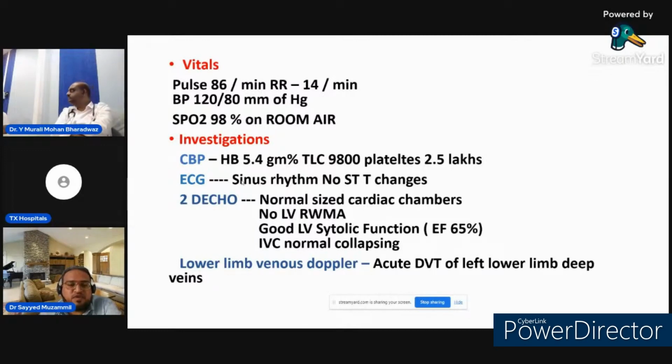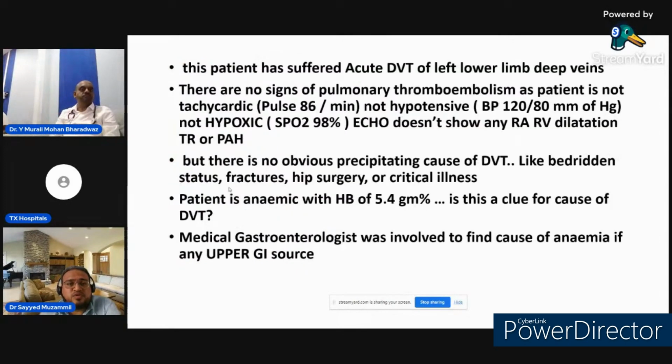And we did a lower limb venous Doppler, and we found that there was acute deep venous thrombosis of the left lower limb veins. So this was quite unusual, and we thought to search for the cause of DVT. So this patient has suffered acute DVT of the left lower limb. There were no signs of pulmonary thromboembolism, but there was no obvious precipitating cause of DVT. He was not actually bedridden, he didn't have any fracture, he didn't undergo any hip surgery, and he was not having any critical illness, like he was not in an ICU bed.